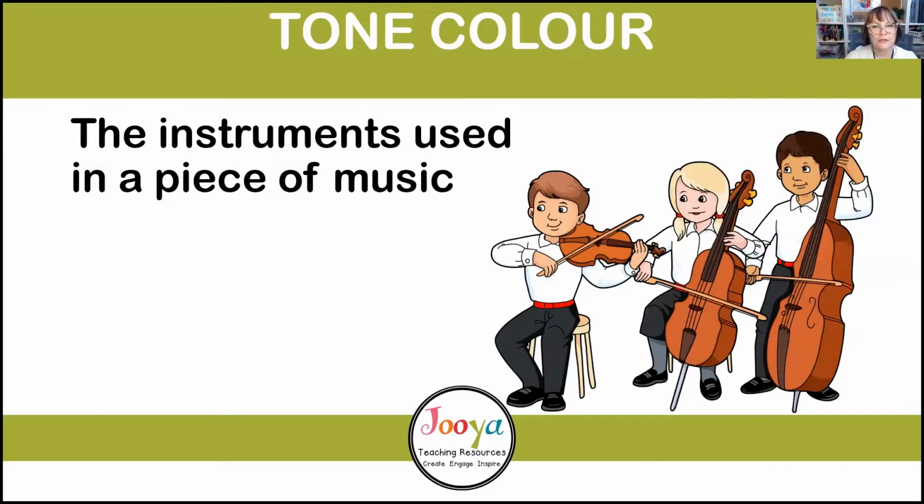A very brief definition of what tone color is: simply the instruments used in a piece of music. That's it. It refers to the instruments used in a piece of music. We're going to dig a bit deeper and talk about them a bit more, but essentially that is all it is. So you're listening for the instruments, but you want to be able to give a bit more information. As I said, I'll talk about that as we go along.